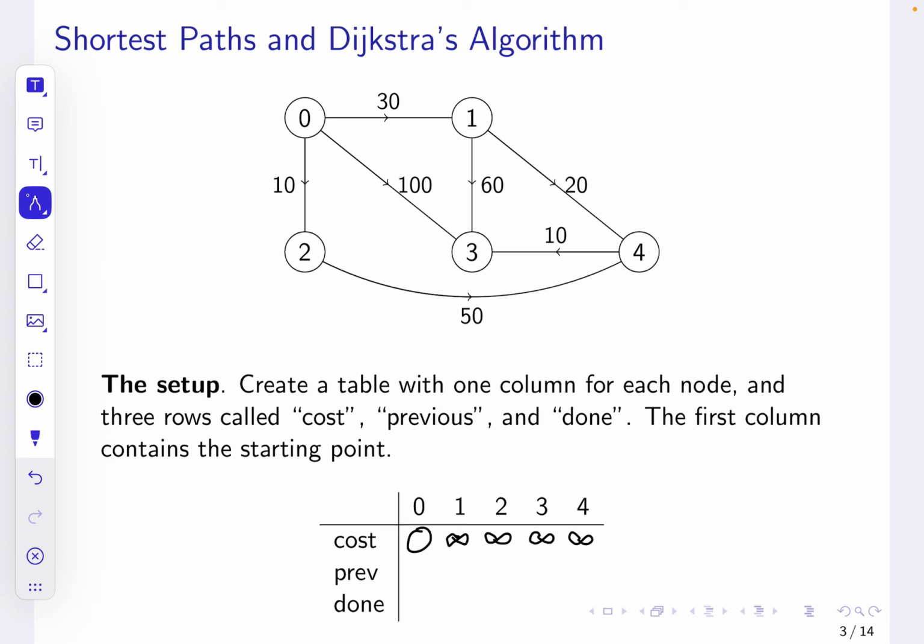And finally, our done row, we're going to put false in every column because we're not done with any of these. As we go through the algorithm, we're going to mark these as true once we've found the shortest path from 0 to a specific one. And then when all of these entries are set to true, then we're done.